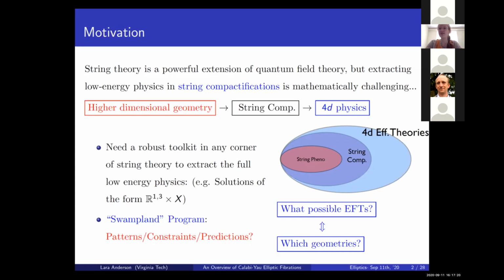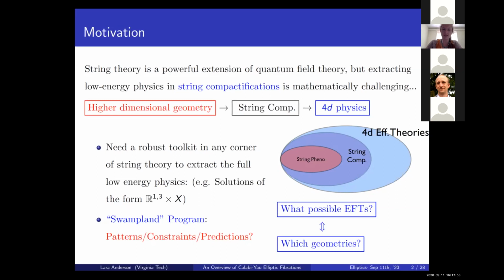So we have to consider solutions of higher dimensional string theories in which part of those directions of space take the form of a compact manifold. The process of string theory involves not just writing down a field theory, but a path from higher dimensional geometry through to 4D physics. So the catch here is that we need a robust toolkit in order to be able to extract low energy physics from a string compactification.